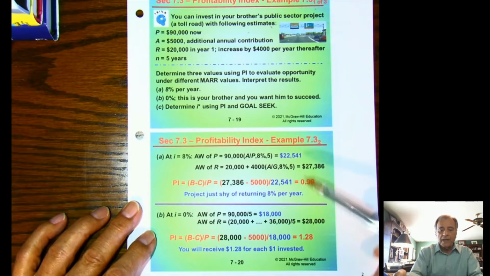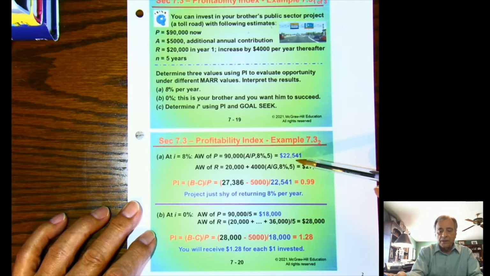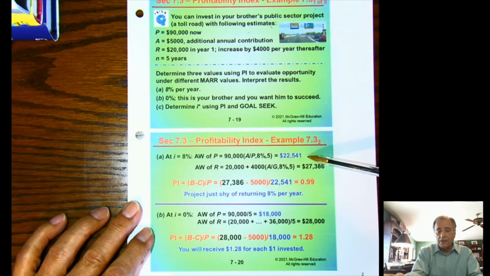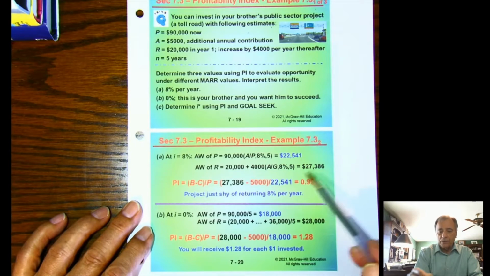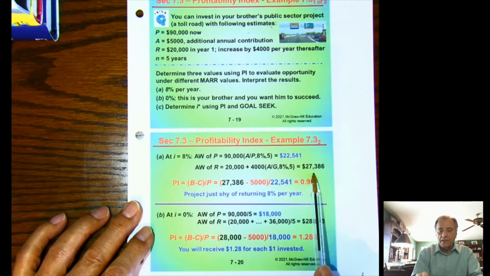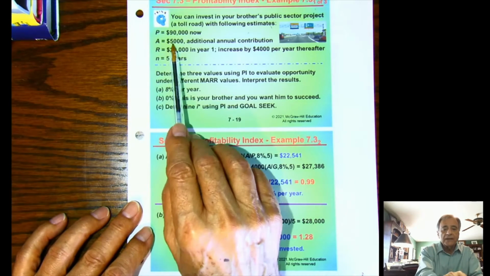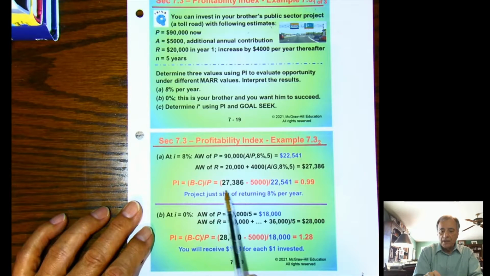Okay, so we have an initial investment cost of $90,000. A given P is $22,541 per year for 5 years. So that's going to be our denominator. The numerator will be our revenue minus cost annually, okay? And so we get $27,386 in revenue minus that $5,000 in cost. It gives us dollars per year here, dollars per year here. When we divide that, we just get a ratio of 0.99.